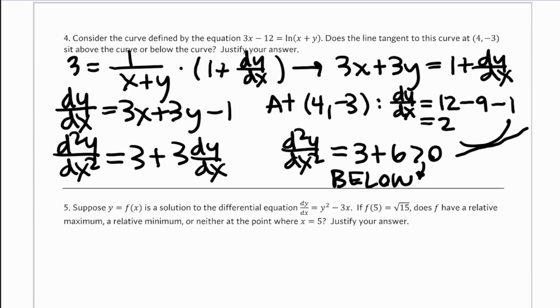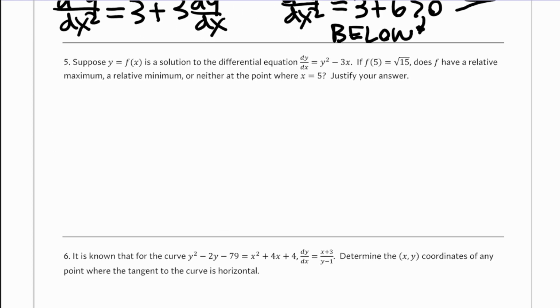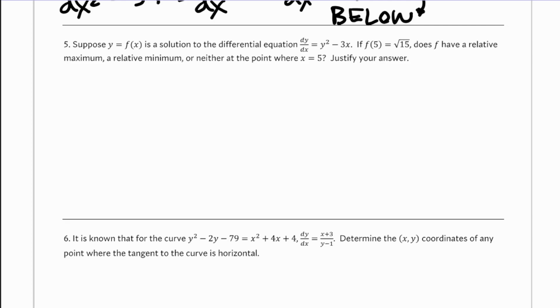Alright. Now we're going to suppose y equals f of x is the solution to the differential equation y squared minus 3x is dy/dx. If f of 5 is the square root of 15, is there a maximum, a minimum, or neither on f at the point where x equals 5? Alright, so we're going to have to use the second derivative test. We're going to test dy/dx at the point they gave us.